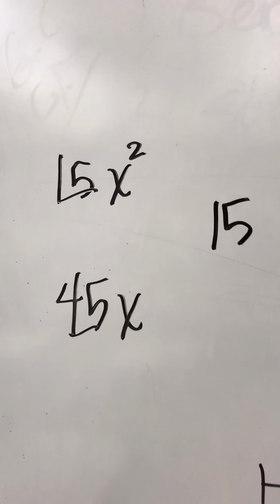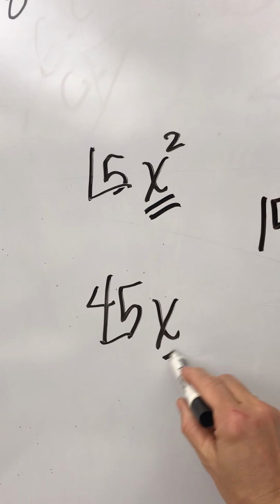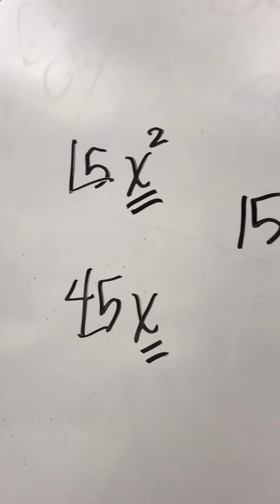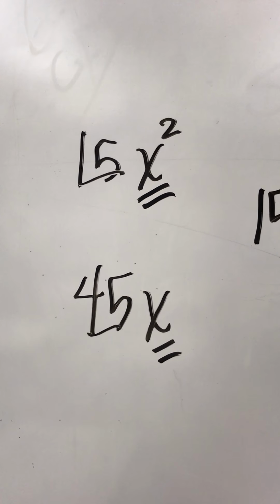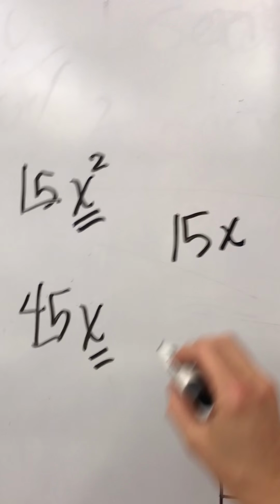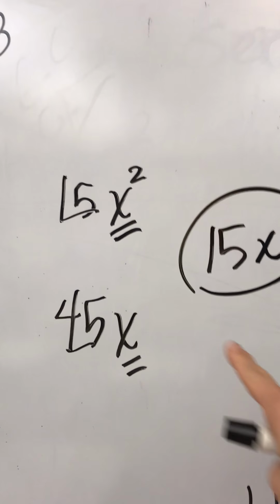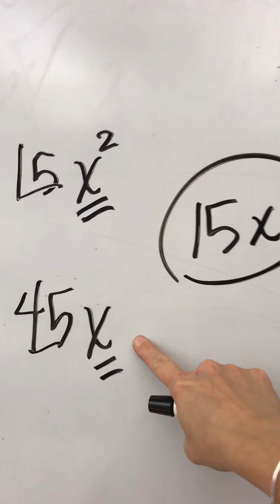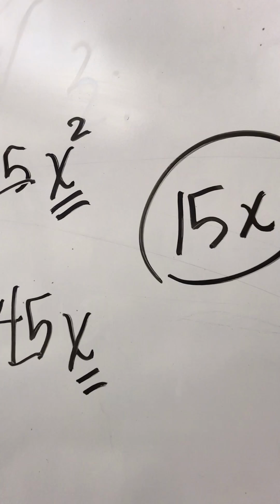And then we're going to think about the variables. So look at x squared and x. How many x's do these two terms have in common? They have one x in common. So for this example, 15x is the GCF of 15x squared and 45x. So that's where we left off in class. And this is the last piece of what you have to do for tonight's homework.